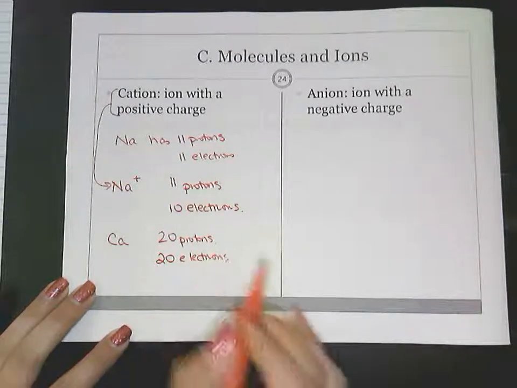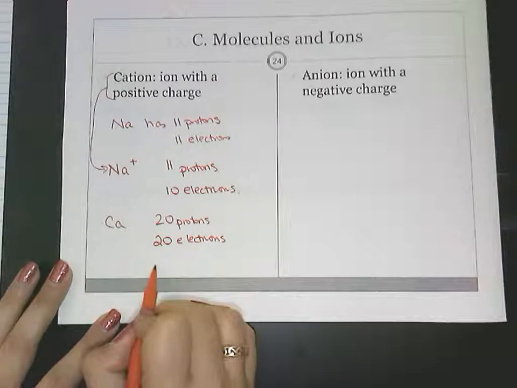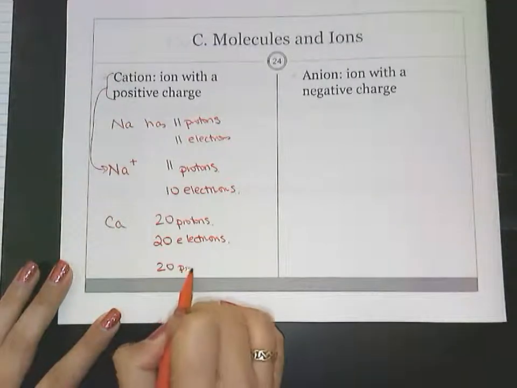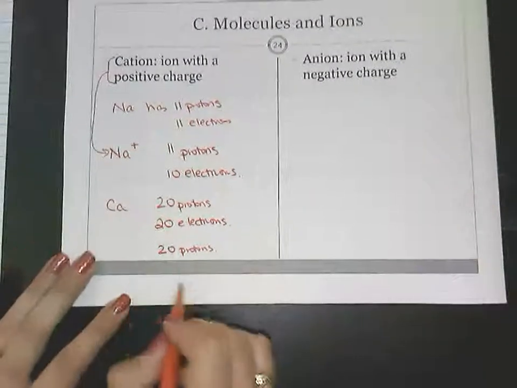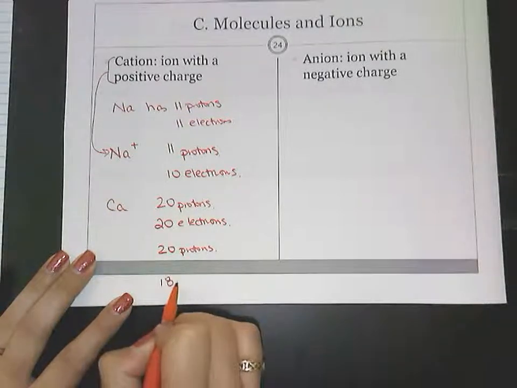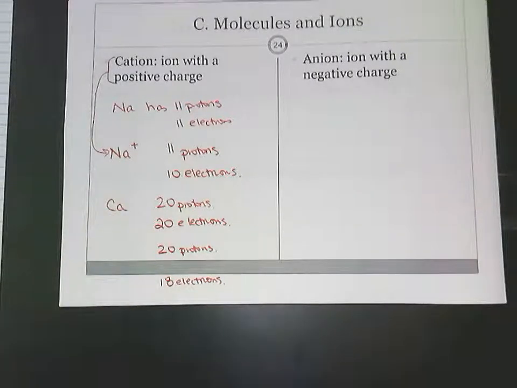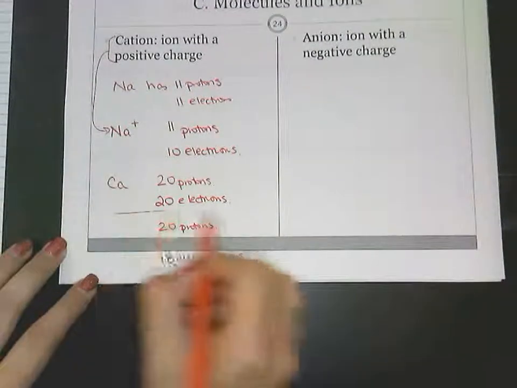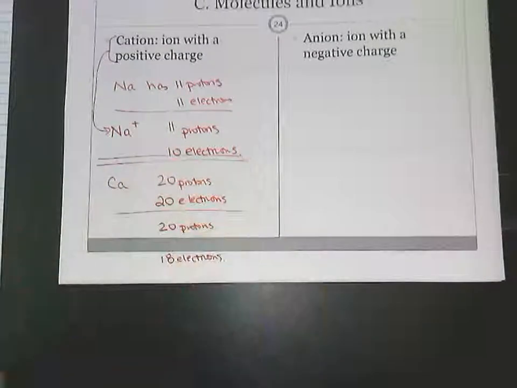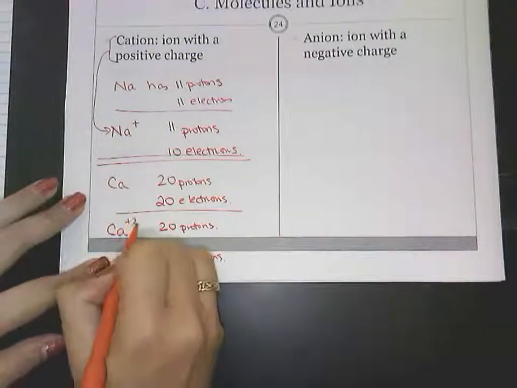Okay, what if I now have this? I ran out of space. Jump below the gray line. Okay, I now have 20 protons and 18 electrons. So what element do I still have? Still calcium, I can't change that. But how do I tell the reader that it has lost 2 electrons? Plus 2. Good.